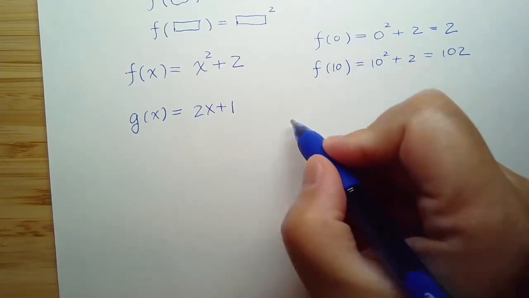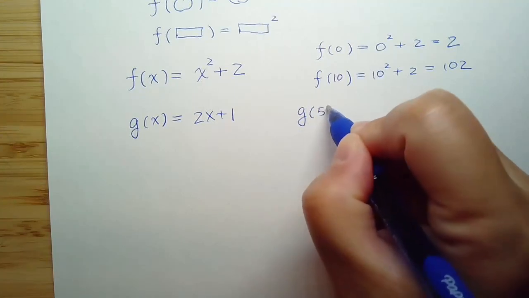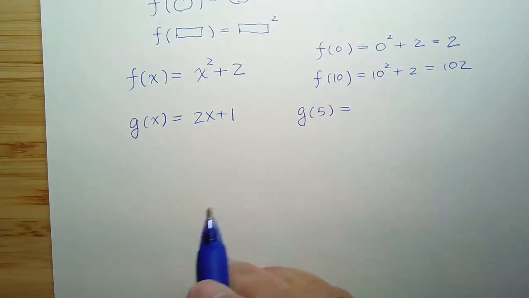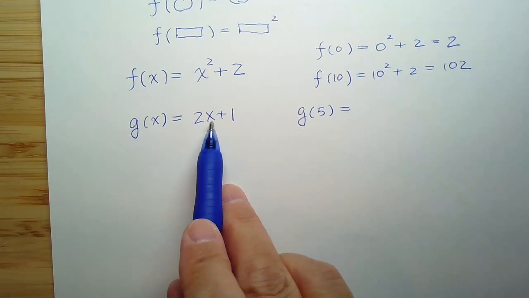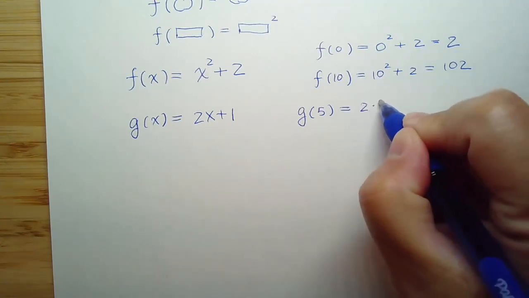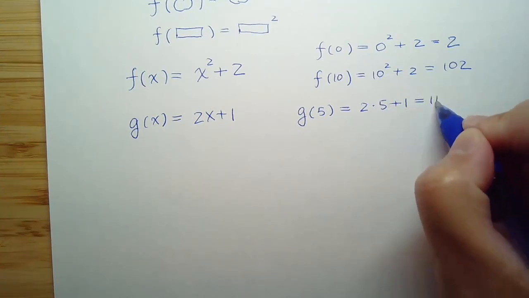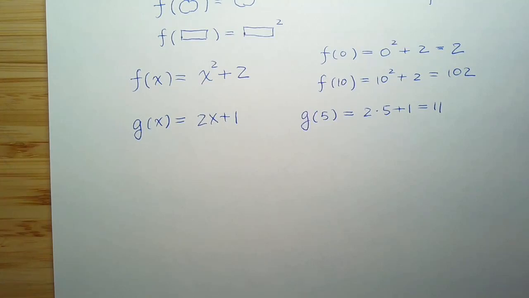All right. So what about this? What about g of 5? G of something is something doubled, then plus 1. So there will be 2 times 5, then plus 1, because you double the 5, you get a 10 plus 1, you get 11. So g of 5 equals 11.